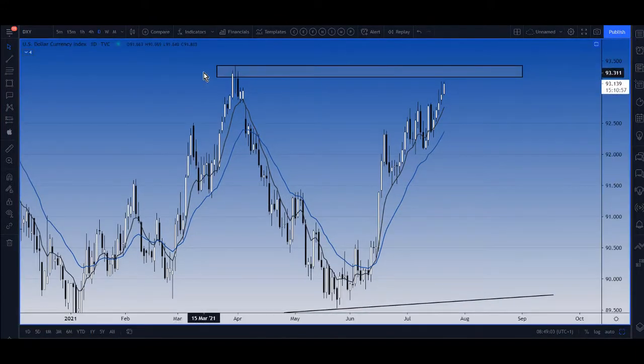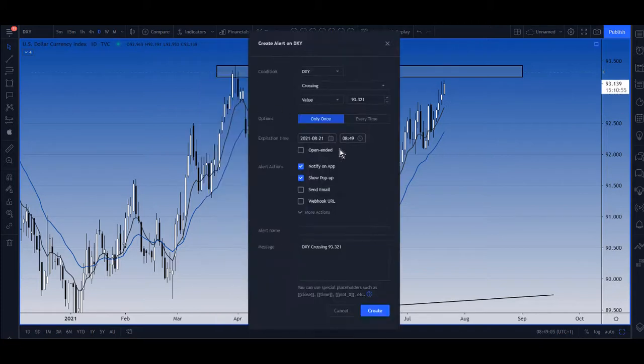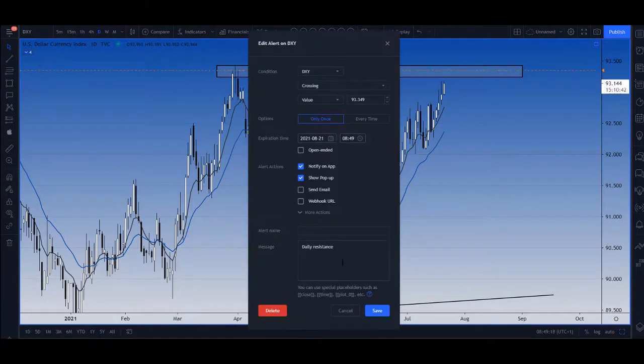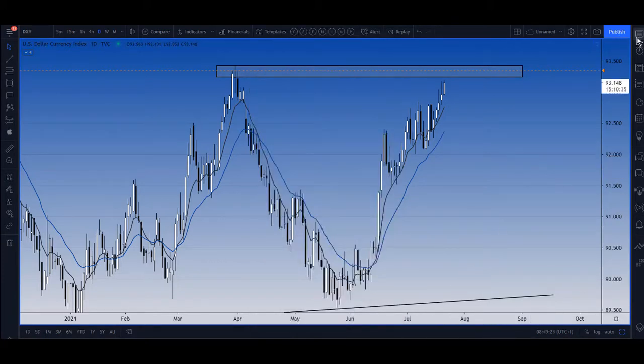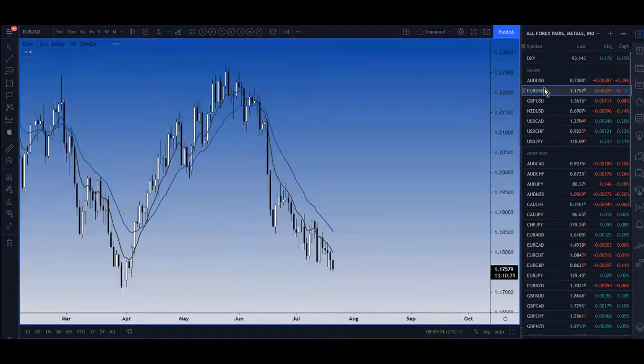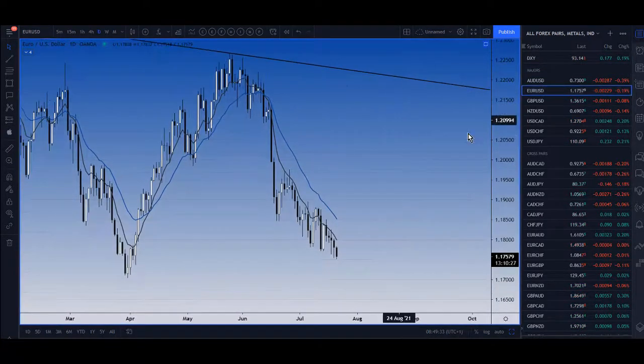So have an alert set here. In fact, I'm going to put mine here, daily resistance, because then we could start to see dollar weakness potentially, and then we can look to trade that against the other currency pairs. So euro would be the kind of most popular one because it's basically the opposite, it's the inverse, so we can correlate that very, very nicely.